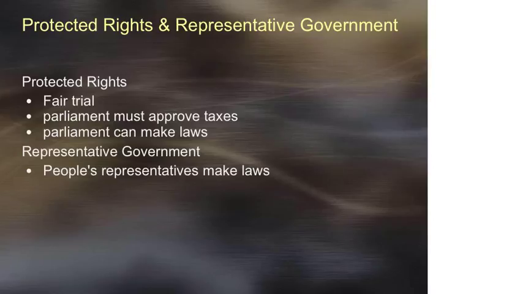And so what we see here is the development of protected rights. These are like the right to a fair trial, that Parliament must approve taxes, that Parliament can make laws. And one of the ways that we end up protecting these rights is through representative government. People's representatives make laws. If they make bad laws or we don't like the way they're doing things, we can vote them out of office and select new representatives. And so this is where we get to this idea of self-government. These are some of the processes that we went through.